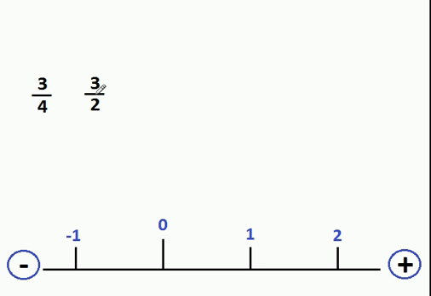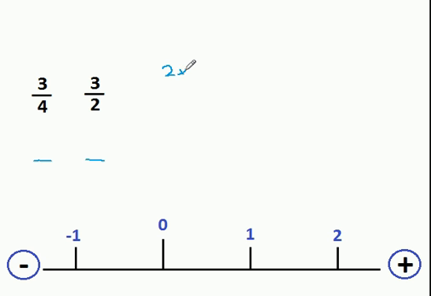Let's try a couple that have different denominators, 3/4 and 3/2. To the untrained eye, this one looks like the bigger fraction. Let's see how we go. We know that if we want to compare them, we need to have the same bottom number. We haven't got the same bottom number, so our first job is to make sure that we get the same bottom number. How do we find that?